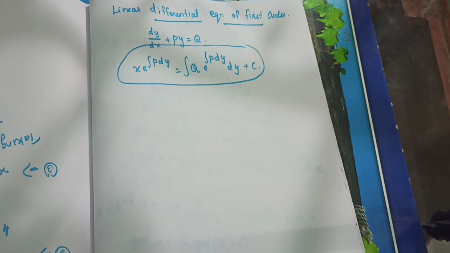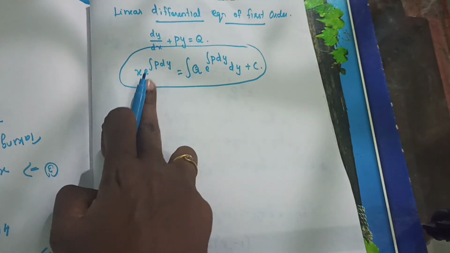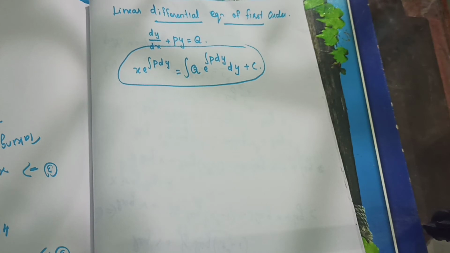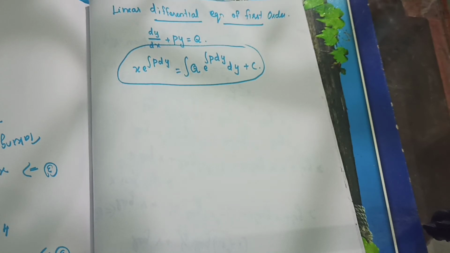The solution is given by y into e power integral of p dx equals integral of q into e power integral of p dx plus c, where e power integral p dx is known as the integrating factor. We will write it as IF. So e power integral p dx is what we call the integrating factor, and it is denoted by IF. When we are doing the problem, we will notate it as IF. So don't get confused. That's the integrating factor, e power integral p dx. When we are doing the problem, we will get thorough knowledge.